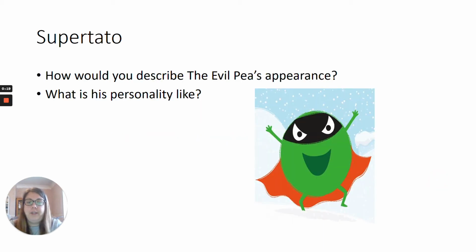First, looking at this picture of Evil P, how would you describe his appearance, his personality? Write some ideas down, so some describing words about what he looks like, what his personality is like, because that will then help you, won't it, with your profile. So pause the video and have a little think about how you would describe his appearance and his personality.